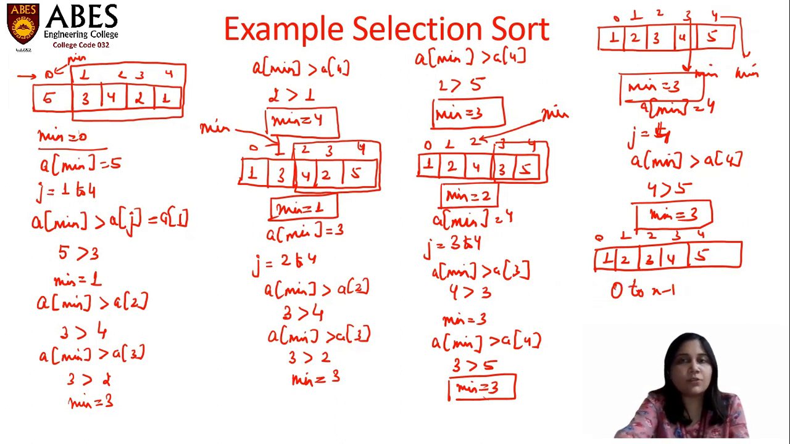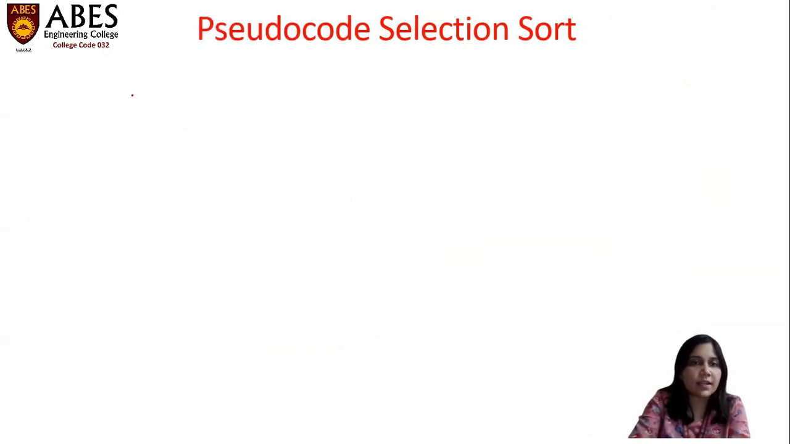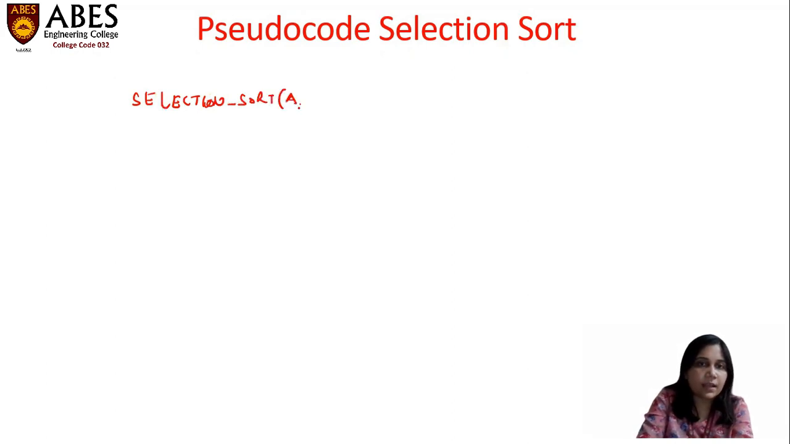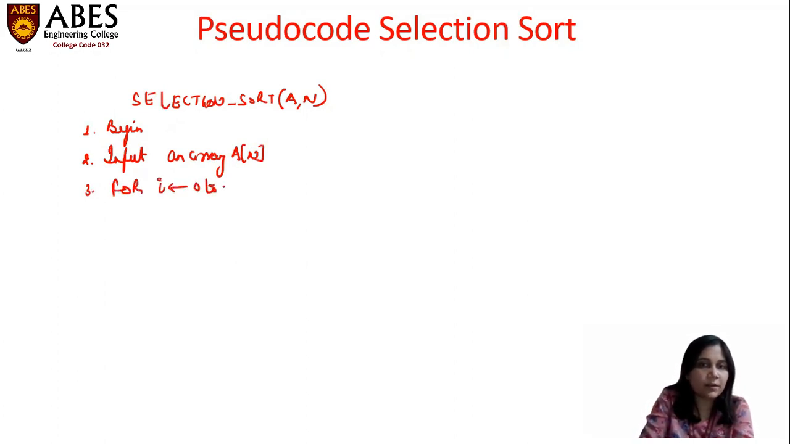Now next, I'm going to write the pseudocode for this, because whatever we have written, we should understand how to implement it using code. So this is my selection sort; I'm writing the name, selection sort, taking an array and the size of the array. I'm starting from here, begin. Step 2, I am inputting an array A of n. Third point, because I have to traverse, I will be starting from 0 to n minus 1, do.